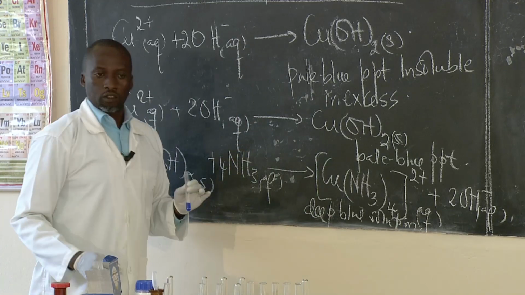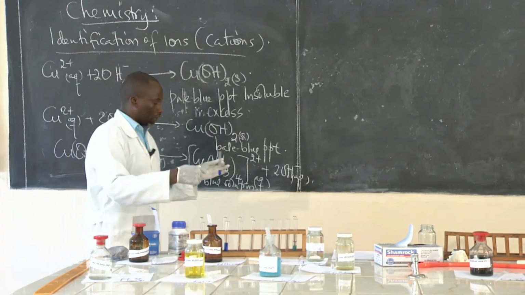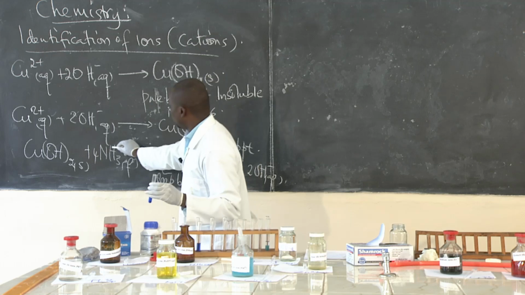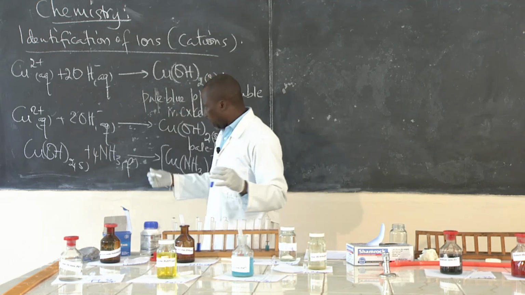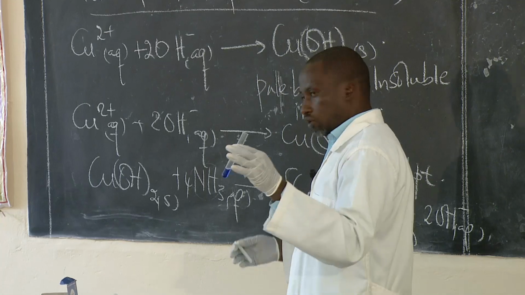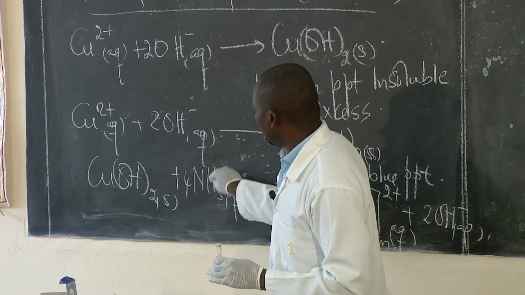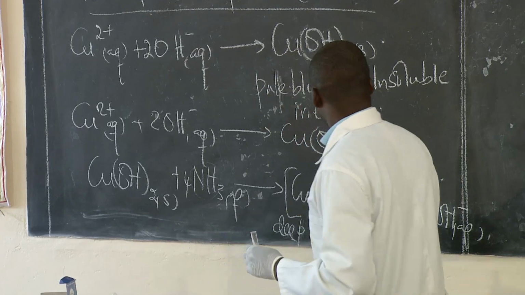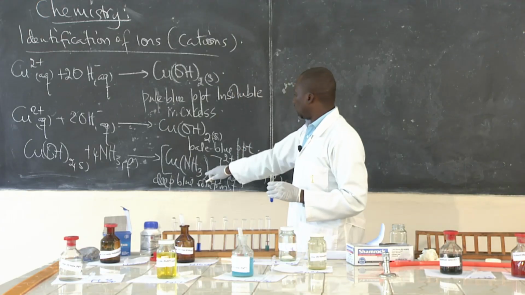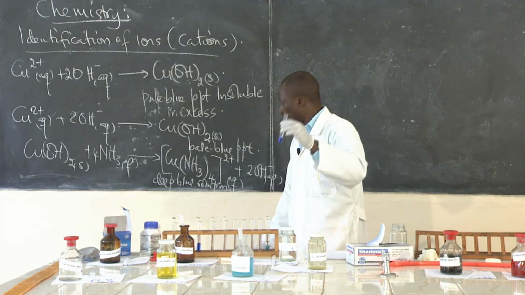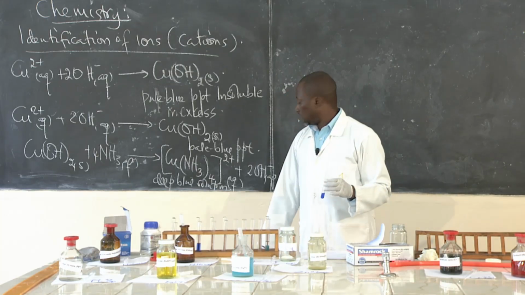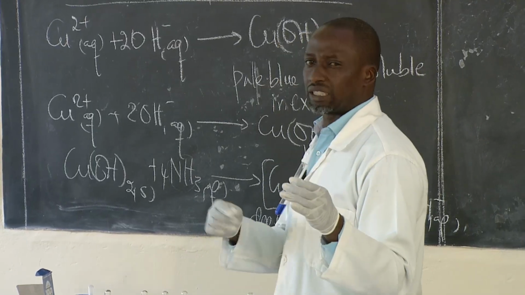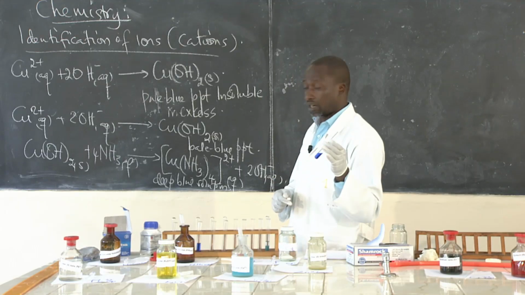solution. So as we add more excess ammonia, there is what we call ligand exchange. So the ammonia molecules are also ligands. You remember what the ligand means? So the ligands are exchanged with the hydroxide ions and then turn into this compound. The deep blue solution we are talking about is this. This one, you remember the name? Can you give the name? Just write down the name of this compound. I hope you still remember.